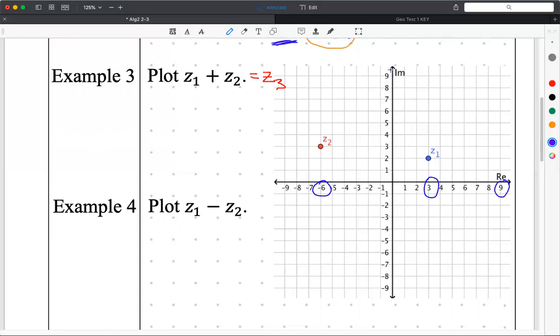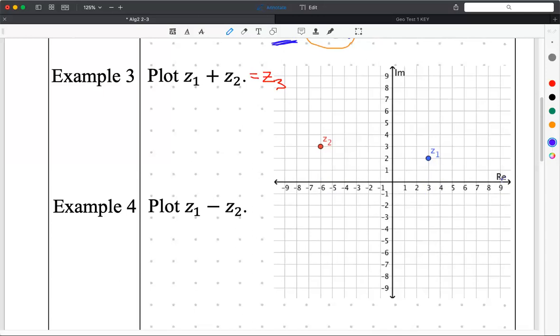9 on the imaginary line, so up here, or? Yeah, no, yeah, 9 on the real. Oh, 9 on the real? Yeah, sorry. Good guess, but not quite. If it was subtraction, you'd be a lot closer.